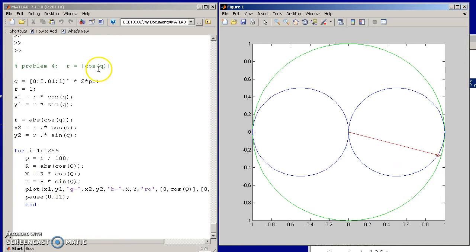R is the absolute value of cosine theta. You get a circle to the right, and when cosine theta is negative, the absolute value is positive, so I still have a positive radius. I get two circles.